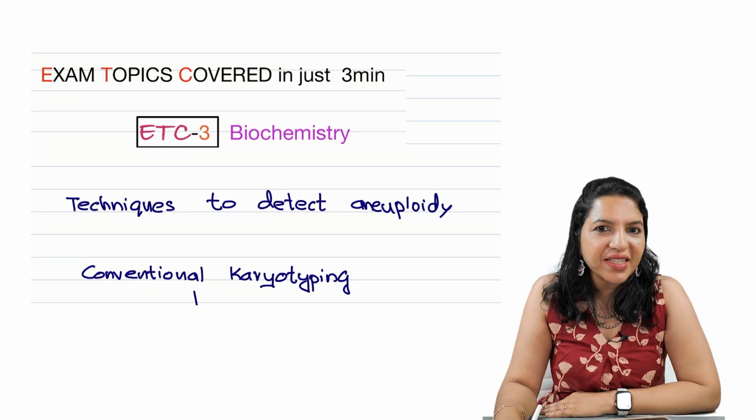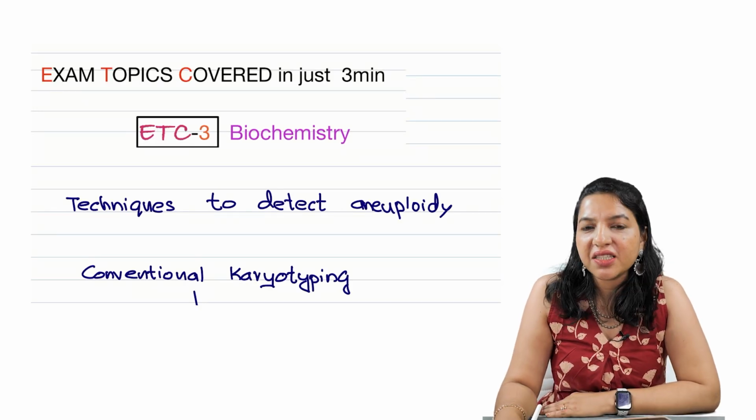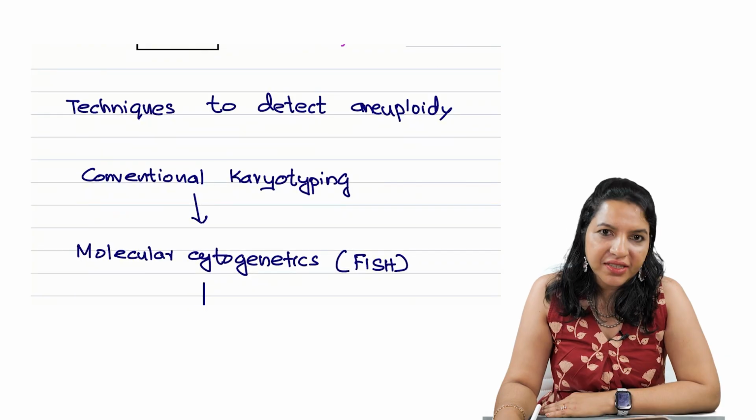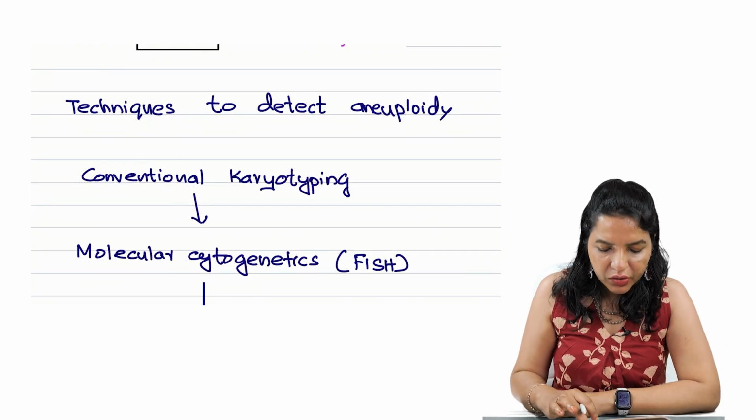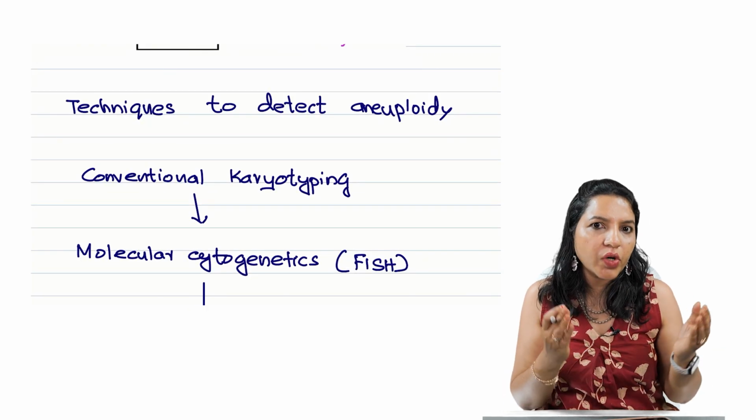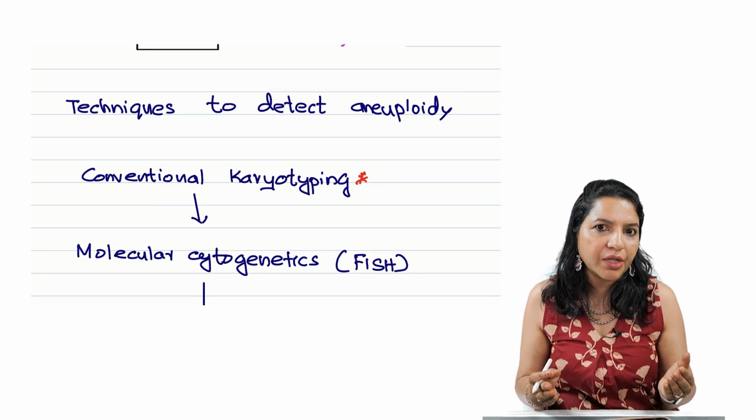Hi everyone, this is exam topics covered in just 3 minutes, and in this video we are discussing the techniques to detect aneuploidy. Starting from the basic technique, what we are using is conventional karyotyping, that is using Giemsa stain.